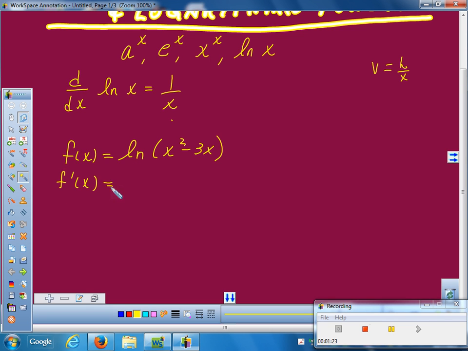So, yeah, just do the derivative. You do 1 over whatever's inside the natural log, so it'll be 1 over all of that. But because it has a quantity inside it, you're doing what rule? Chain rule. So now you have to multiply by the derivative of the inside, which would be a simple 2x minus 3.